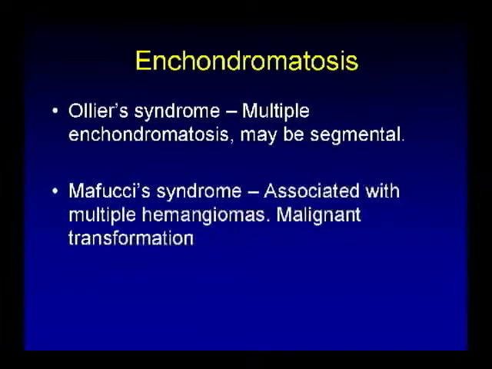These are cases of enchondromatosis, which are typically associated with 2 syndromes, Maffucci syndrome and Ollier syndrome. Maffucci syndrome is associated, in addition to enchondromatosis, with multiple hemangiomas, and it has poor prognosis as compared to Ollier's because of potential for malignant transformation. Ollier syndrome can be isolated or it can be generalized. Very rarely, it can be also segmental, involving just one part of the extremity.